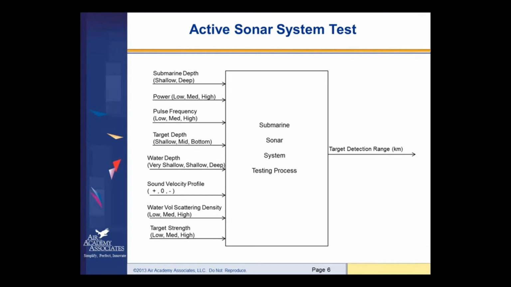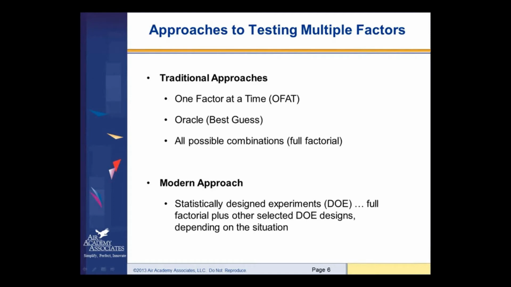So the design we would use in the previous performance tuning example would not be the same design we would use for this one, which has 8 factors, 7 of which have 3 levels, and 1 of which has 2 levels. So there are 8 input arrows there. We would not use the same design to test this scenario as we would on the performance tuning.